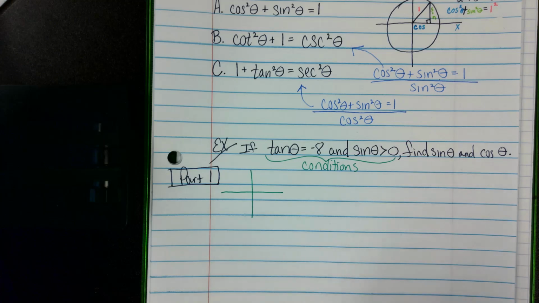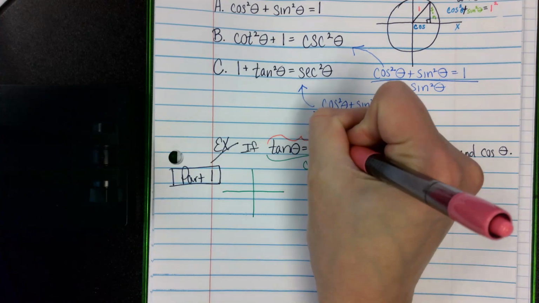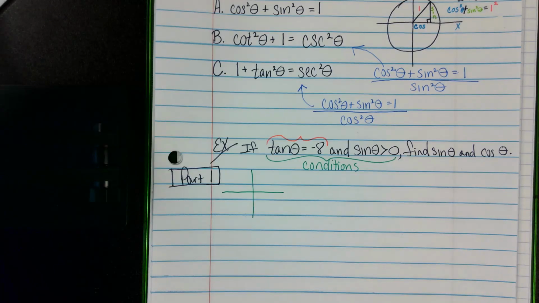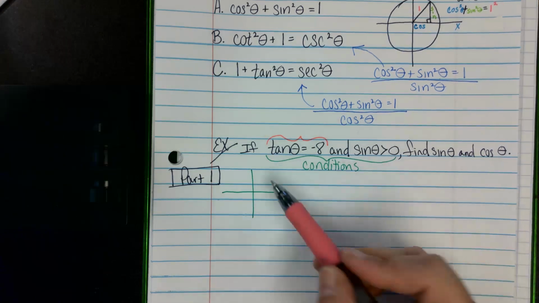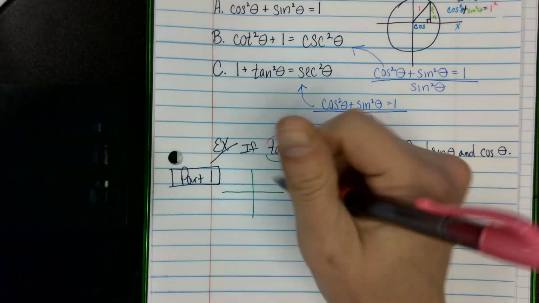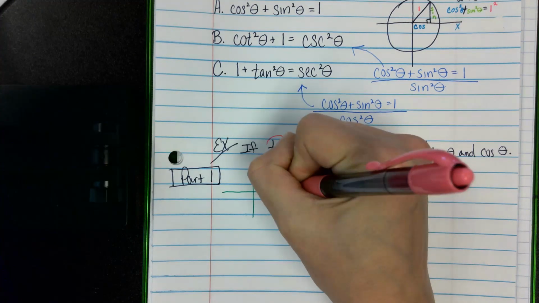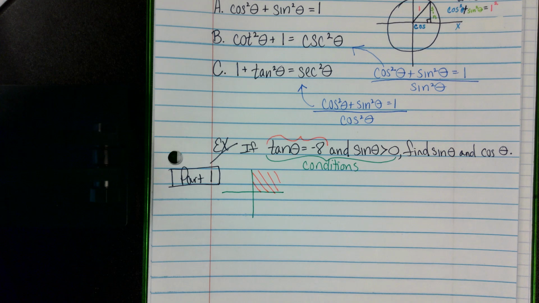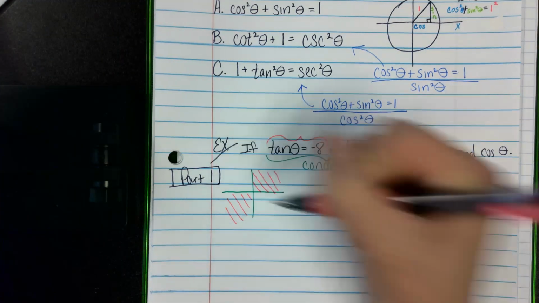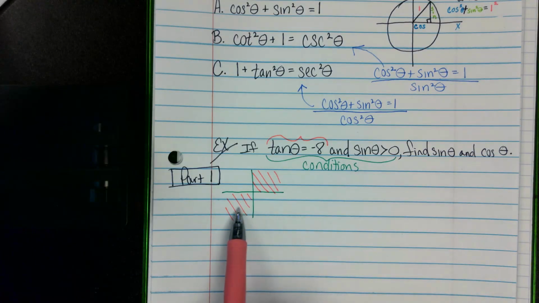Okay, the first condition said tangent theta is -8. So tangent is negative. Is anything negative in quadrant 1? No, everything's positive in quadrant 1, so I know it's not in quadrant 1. Where else is tangent positive? Remember the little phrase I taught you, all students take classes? T says the tangent is positive in quadrant 3 because sine and cosine are both negative, so negative over negative is positive. So it's not in quadrant 3, because our tangent is negative and that would be positive there. So we've eliminated 2 of the quadrants.